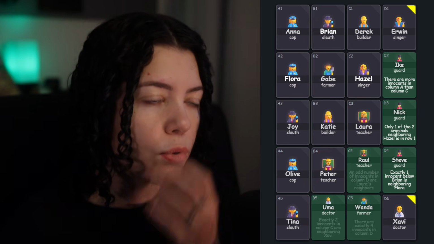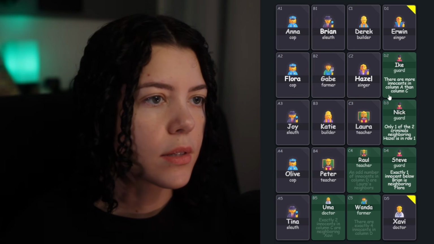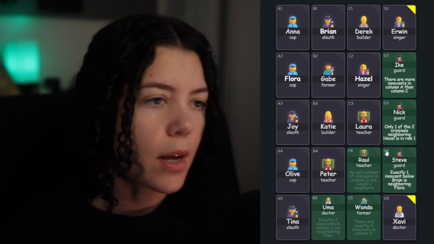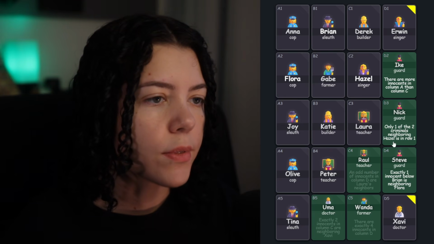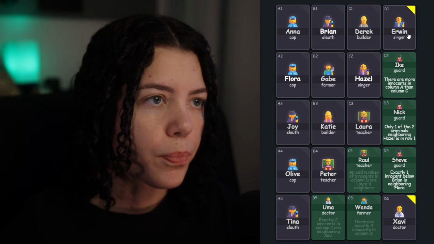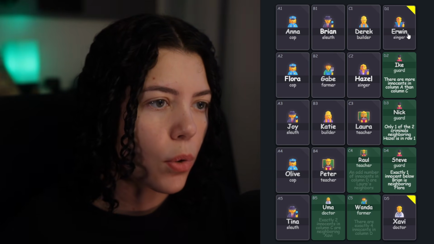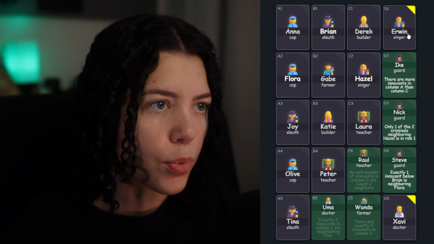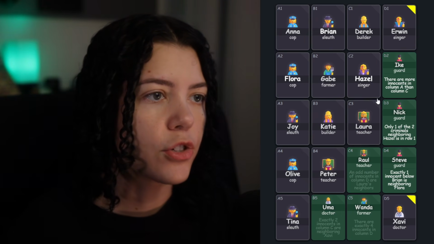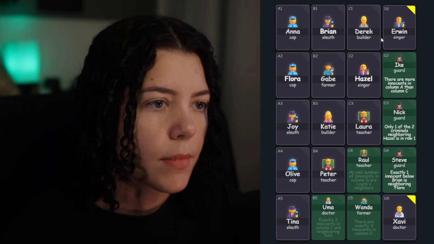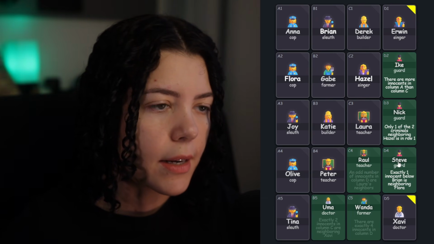Now we have 3 new clues. Ike's telling us that there are more innocents in column A than column C. Okay, we don't know how many are in any of those columns yet, so let's leave that there. Nick says that only one of the 2 criminals neighboring Hazel is in row 1. So Hazel has 3 people neighboring her in row 1. Only one of those is a criminal. And Hazel has only 2 criminals total, which means that she has 6 innocents neighboring her because she has 8 neighbors. Since we don't know who of these 3 people is an innocent yet and who is a criminal, let's leave that there and look at Steve's clue.